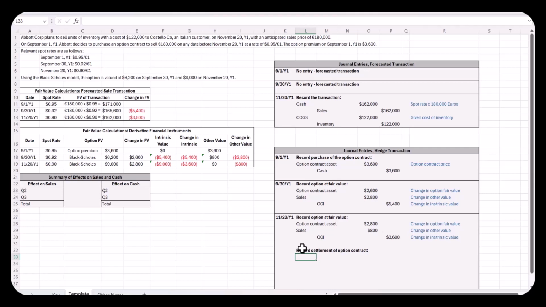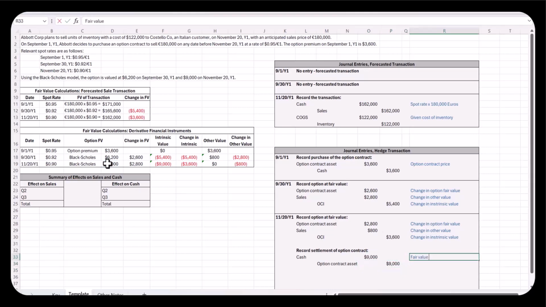And that's always the case. So we're going to record cash for that settlement. We're getting the payment for that difference between the current spot rate and the option exercise price. And we're going to credit the option contract asset because now it's settled. And so that's going to come at the fair value of the option, which is 9,000.